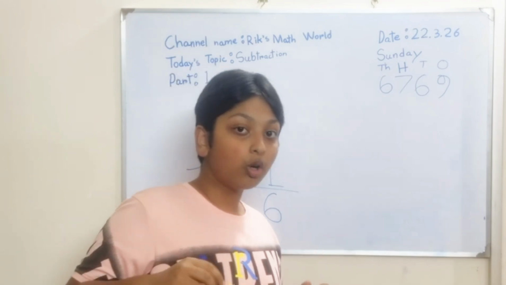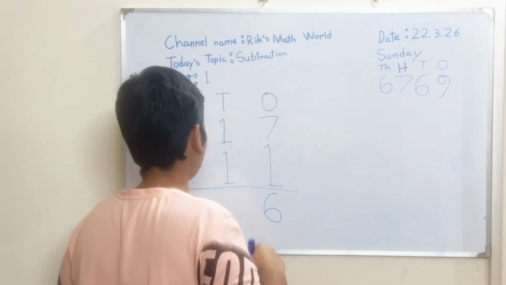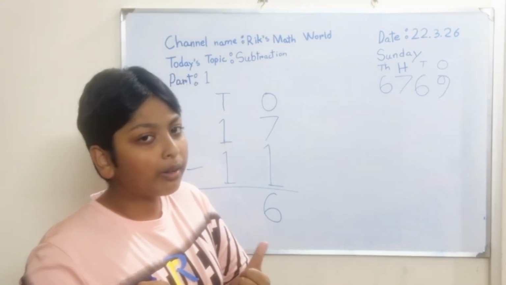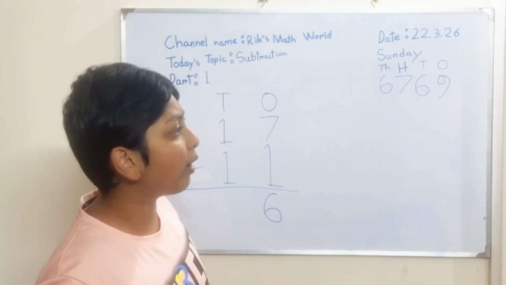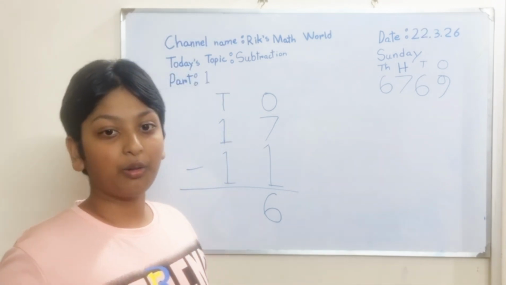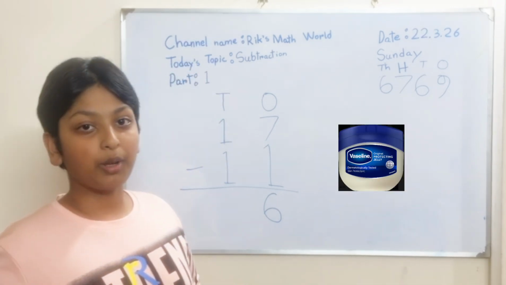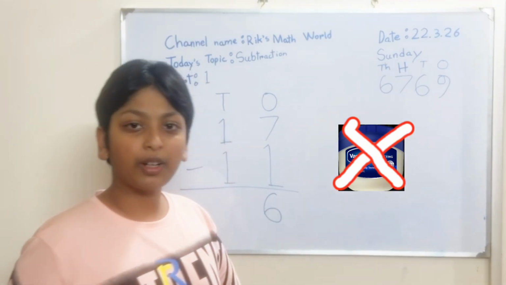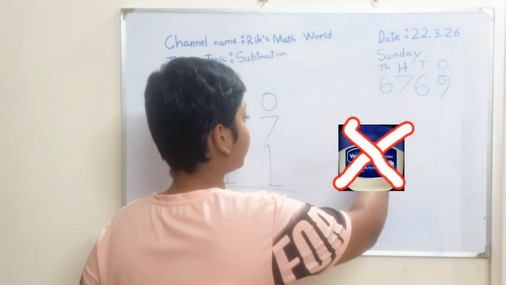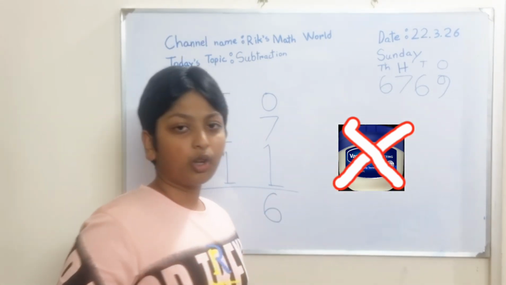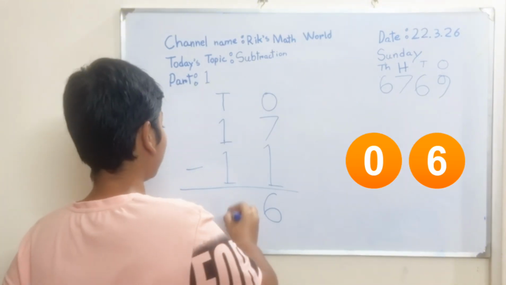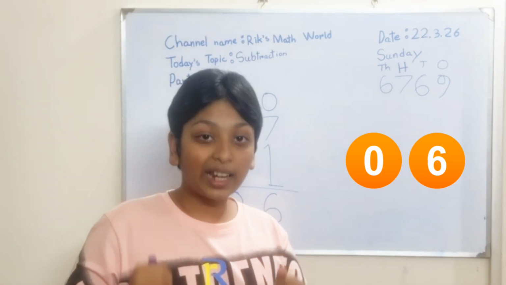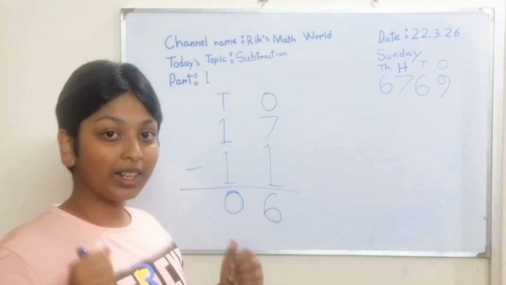Now we will do the solution of the tens place. Okay, now see. There is written 1 minus 1. So how can you do it? Think that you have 1 Vaseline and you want to give it to your friend because you don't need it anymore. So there is 1 Vaseline and you give it to your friend. So how many remain? 0 remains. So we will write here 0. So we got the answer 6.